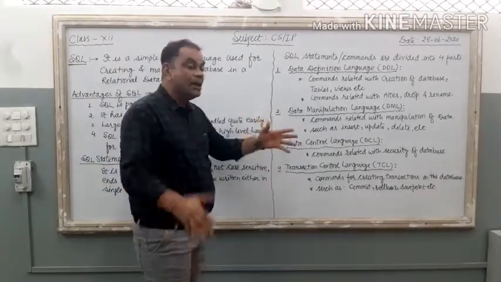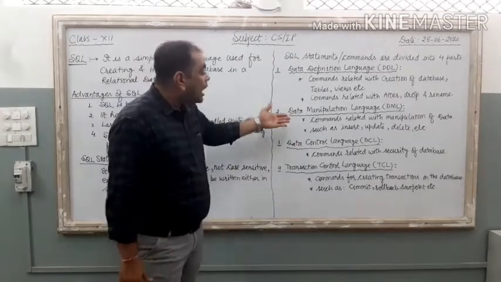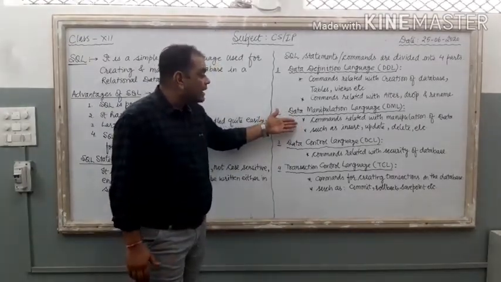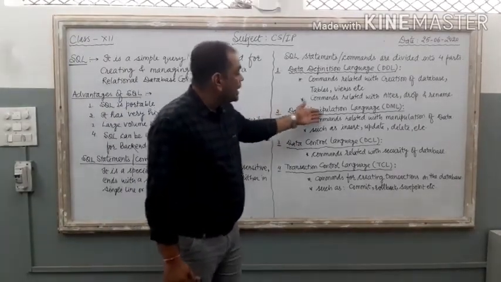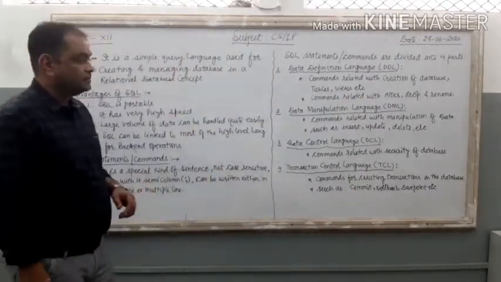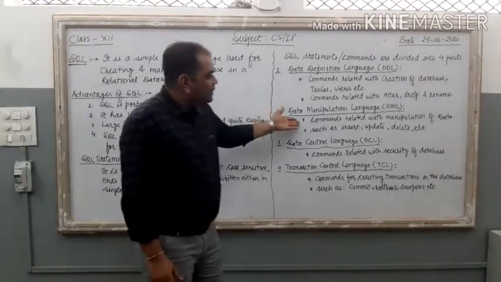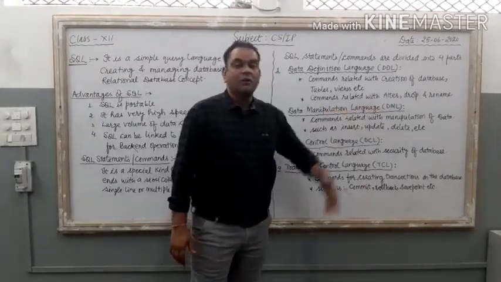The second major category, where near about 25 to 30 commands of MySQL fall, is known as data manipulation language, DML, data manipulation language, the major category of MySQL commands. Here the commands are related with manipulation of data, right?